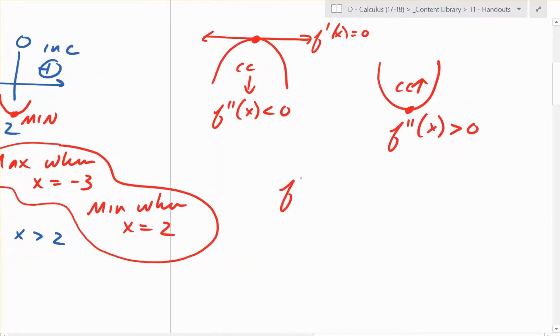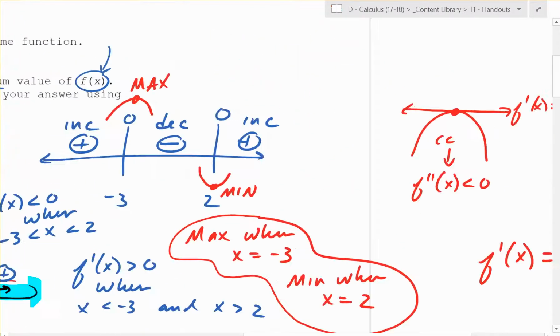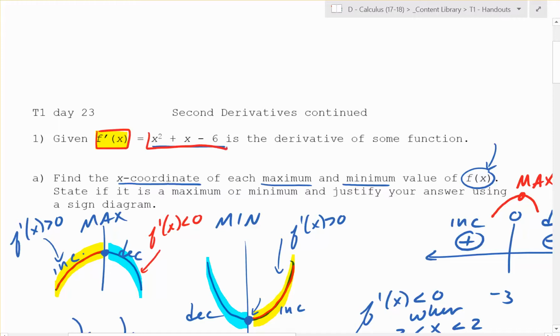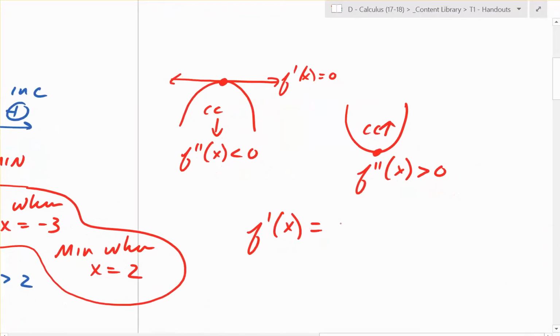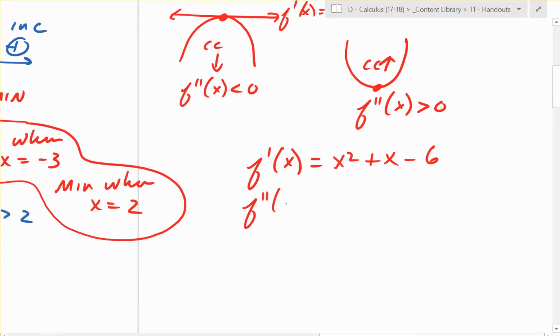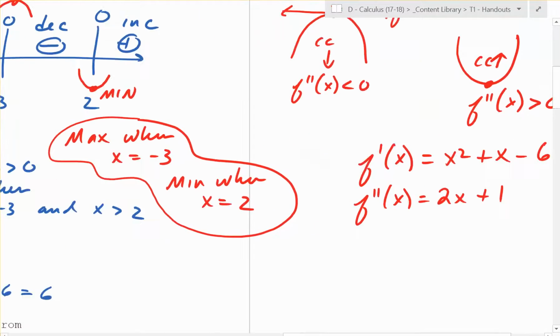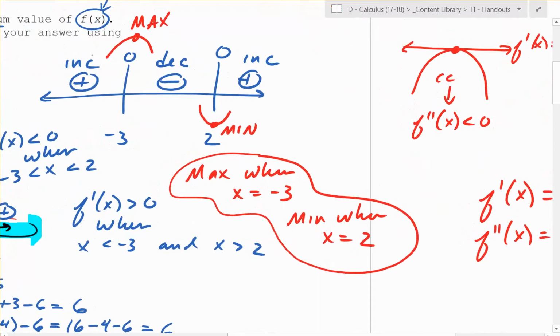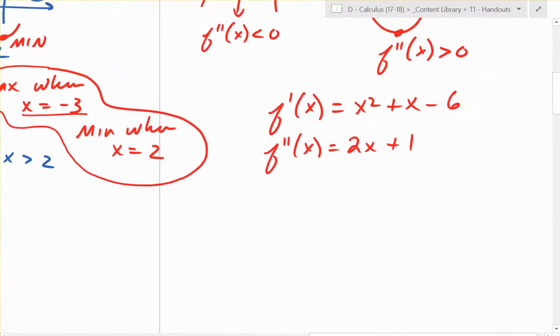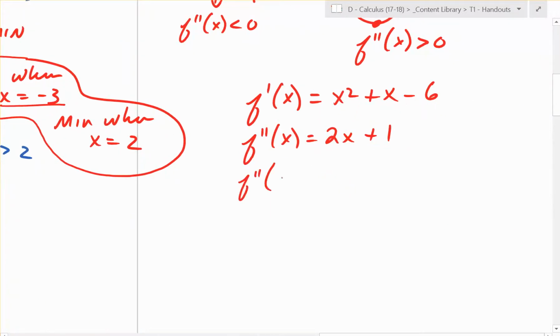So the derivative is x squared plus x minus 6. What's the second derivative going to be? Well, that's going to be 2x plus 1. So we said, based on our sign diagram, where we went from increasing to decreasing to increasing, the max was when x was negative 3. So let's do f double prime of negative 3. That's going to be 2 times negative 3 plus 1, so that's negative 6 plus 1, which is negative 5.